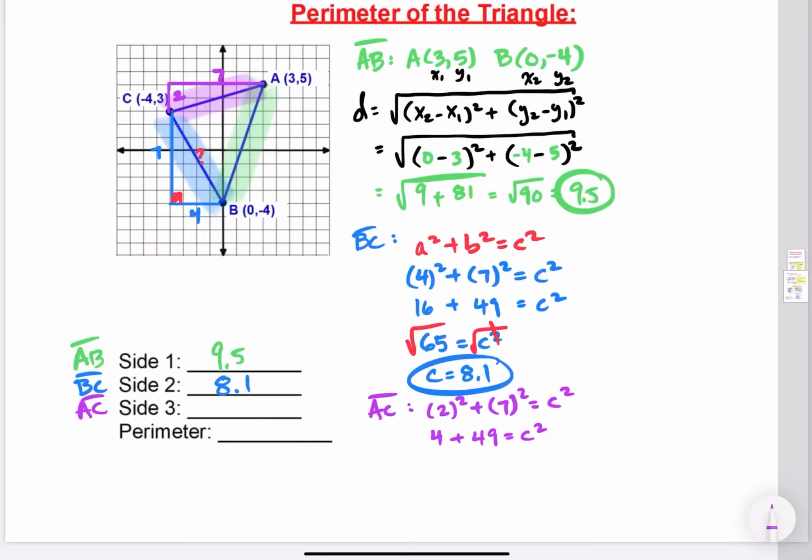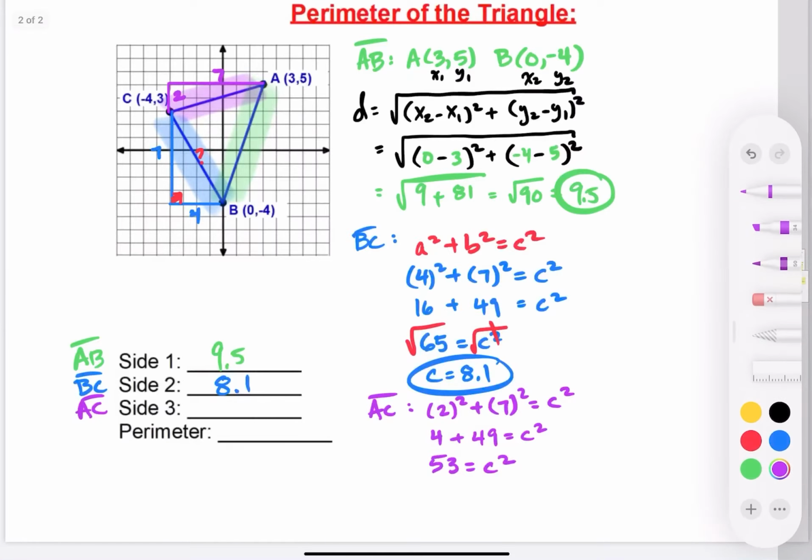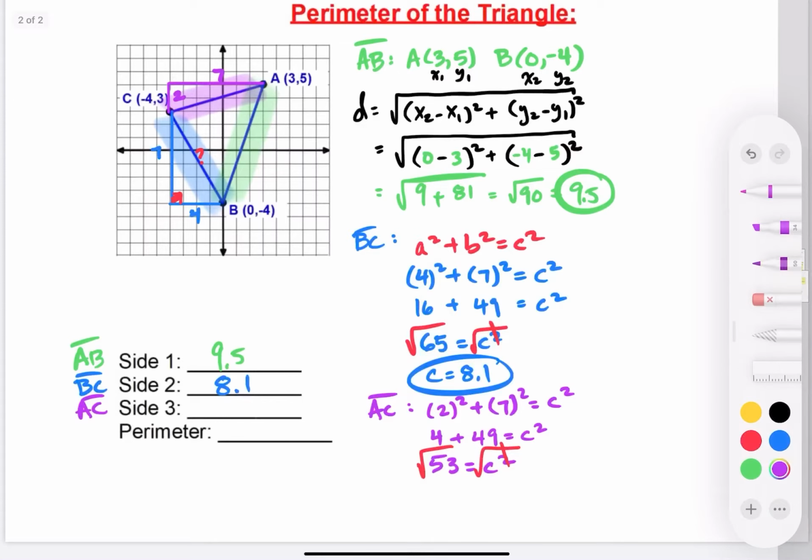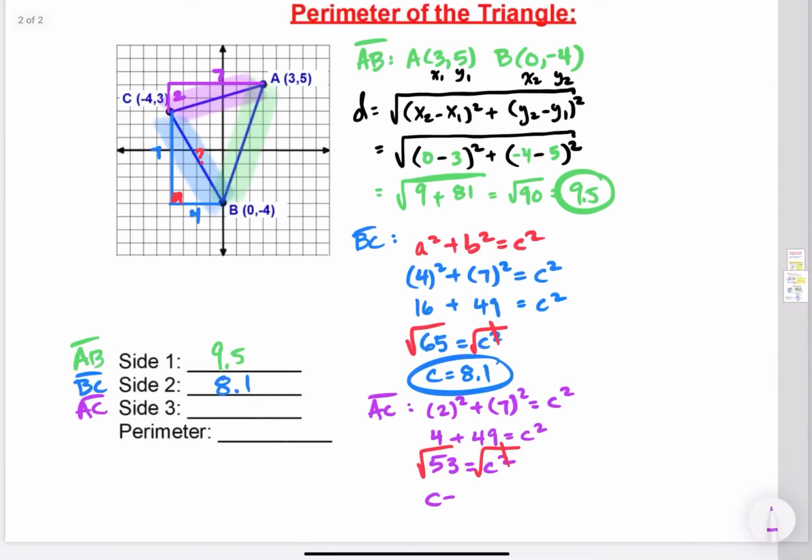4 plus 49, that's going to give me 53, is equal to c squared. And once again, we just need to square root it on both sides. And that way the square and the square root will cancel out, giving us c to be approximately 7.3. You could type that into your calculator. So now we got 7.3.